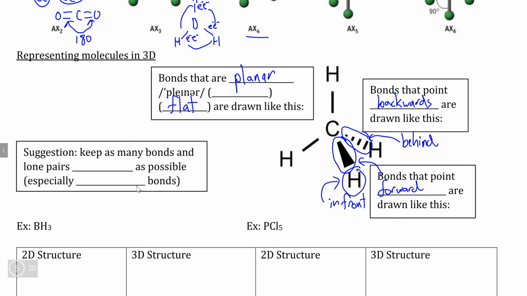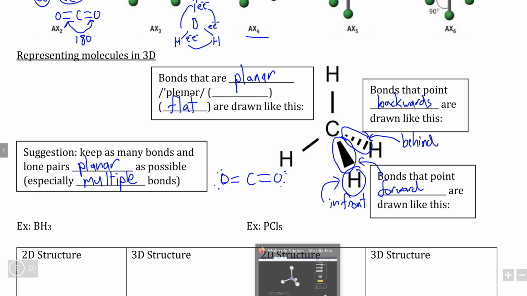Now, when drawing 3D Lewis structures like this, the recommendation is to keep as many of the bonds and lone pairs as planar as possible, especially when it comes to multiple bonds. And let me give you a reason why. Let's say that you wanted to draw the 3D structure of carbon dioxide. However, we wanted to show what these double bonds look like in 3D. Well, what would that look like?